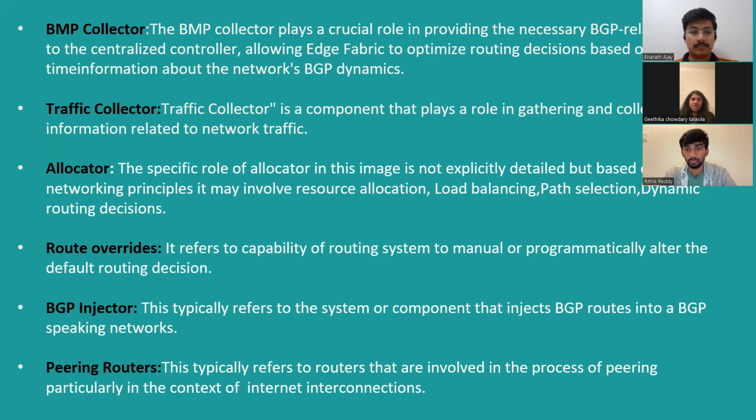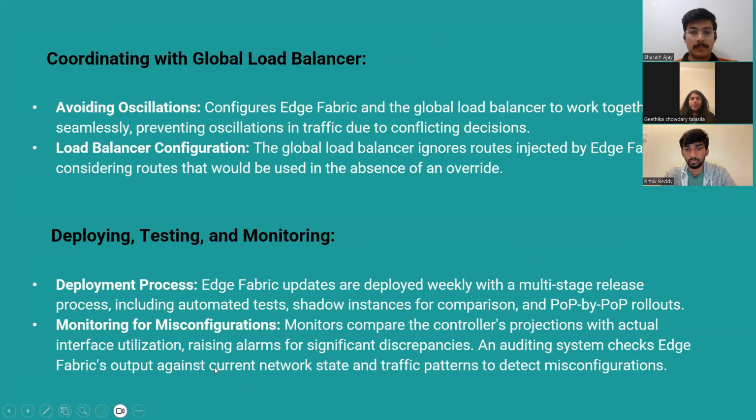Coming to the next slide: coordinating with the global load balancer. After all, we need to be coordinated with that. Edge Fabric and the global load balancers of the network need to work together seamlessly, preventing oscillations in traffic due to conflicting decisions. The load balancer configuration ignores routes injected by Edge Fabric, considering routes that can be used in the absence of an override.